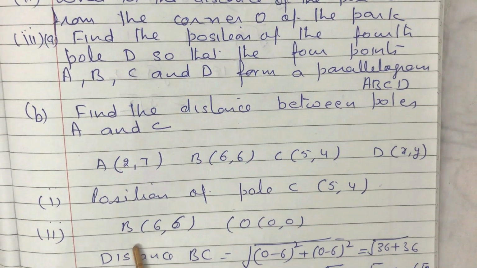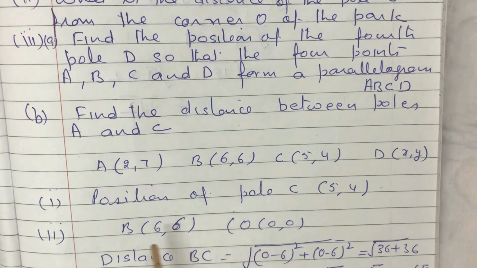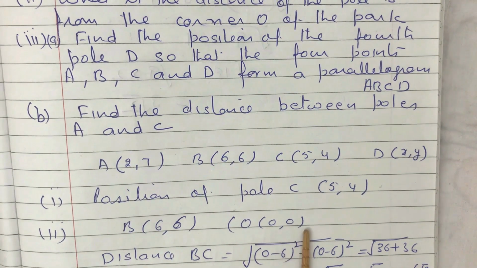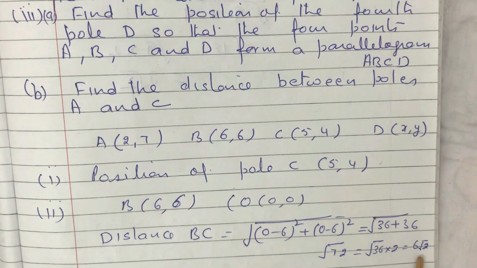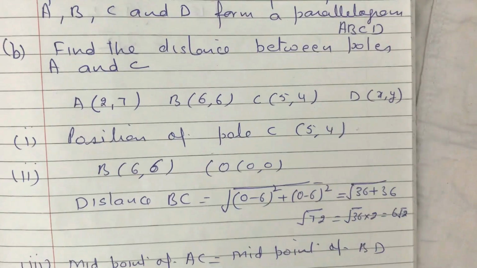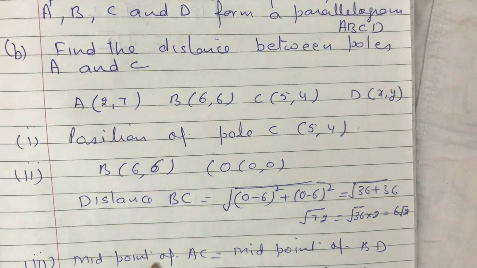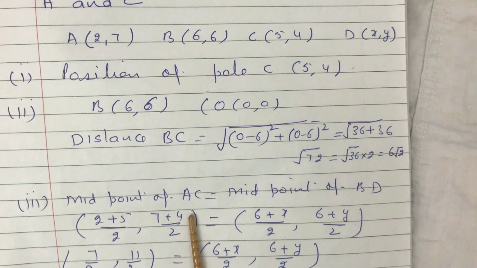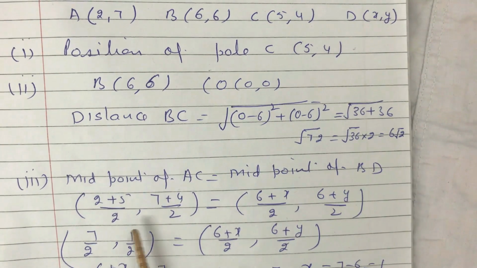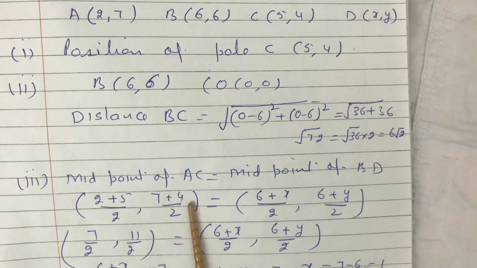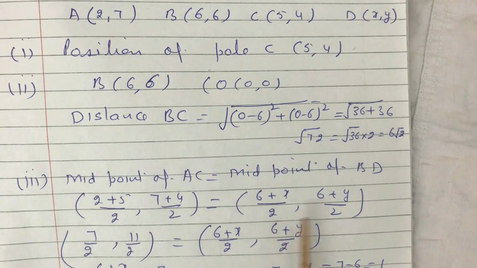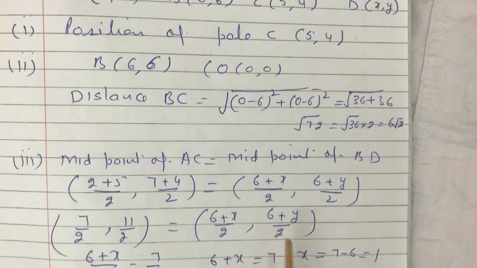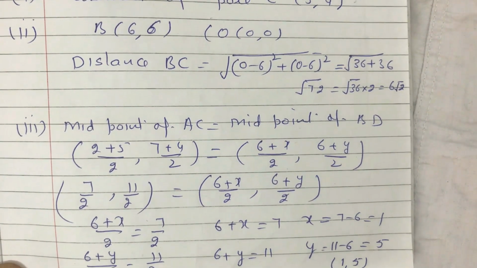And second, distance B from O. That is distance, coordinates of B are 6, 6, coordinates of O are 0, 0. So distance BO is 6 root 2. Now third is, you have to find the coordinates of D. And that forms a parallelogram. It means midpoint of AC is equal to midpoint of BD. And (2 plus 5) upon 2, (7 plus 4) upon 2 is equal to (6 plus x) upon 2, (6 plus y) upon 2. And you will find the coordinates of x and y. That will come out to be 1 and 5.